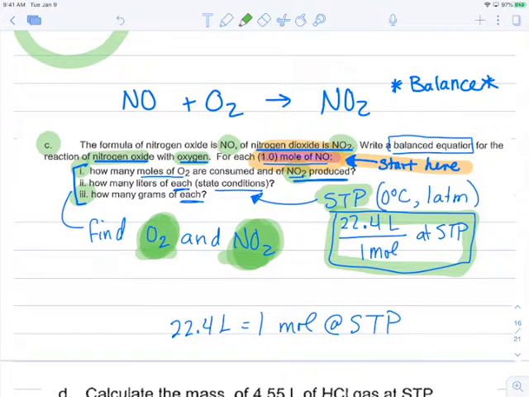All right, so again, I've written out your equation, but you do need to balance it. If you don't balance that equation, you won't get the correct answers here.